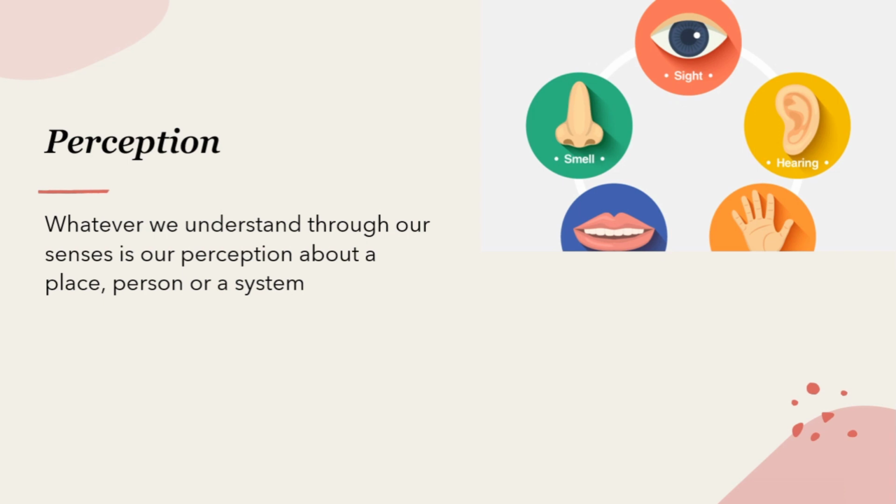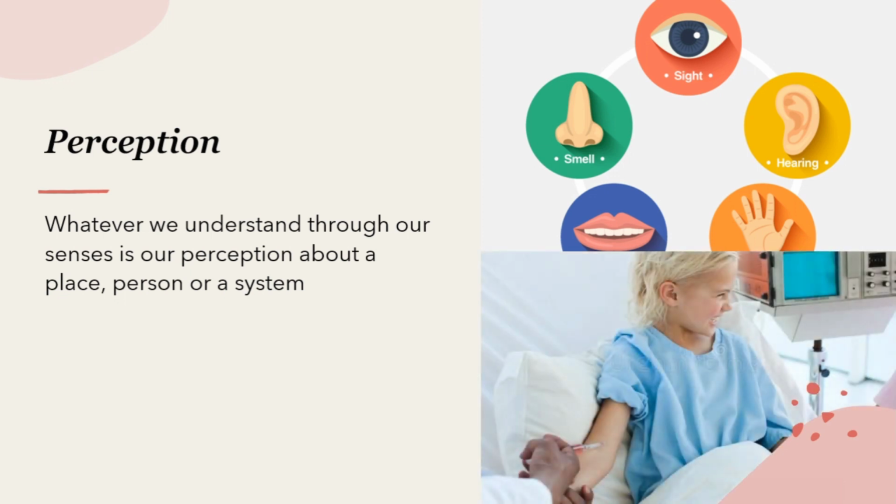Whatever we understand through our senses is our perception about a place, person or a system. For example, hospitalization is very scary for some people. Why? If you ask them, they may say, I have heard doctors and nurses are very rude there. I went to a hospital and it was very smelly and dirty. Food was very horrible. So all this information is collected through the senses, and through that information the perception comes out, hospital is not good.